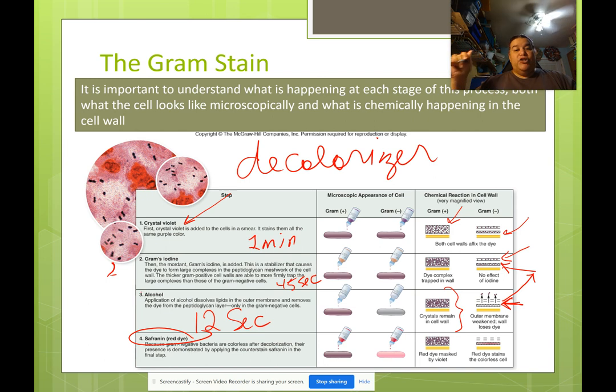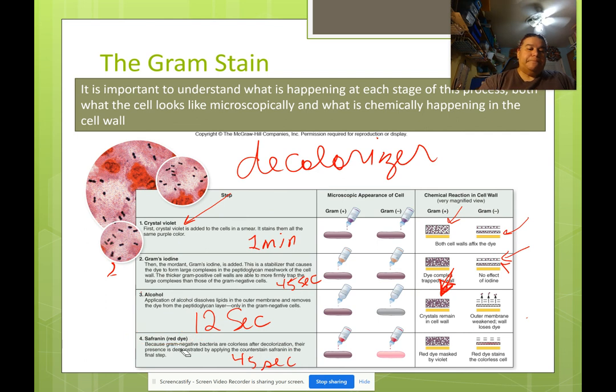Okay. Which cell no longer has any dye in it? Well, obviously, gram positive still has dye. The gram negative, however, we have removed that dye. There is no dye here anymore. So when we add the safranin, and this will be again for 45 seconds, you are actually staining the gram negative bacteria.